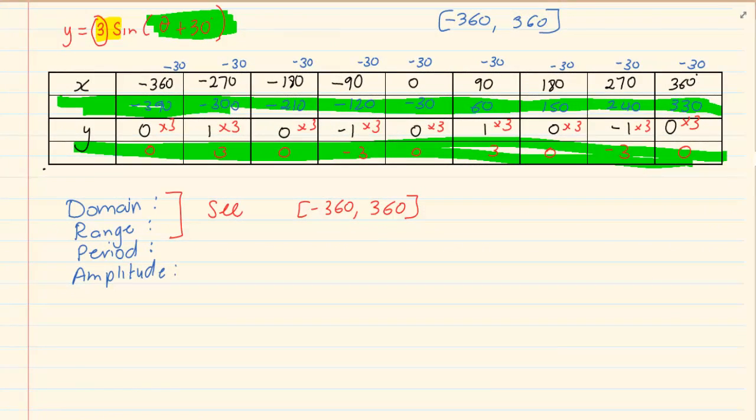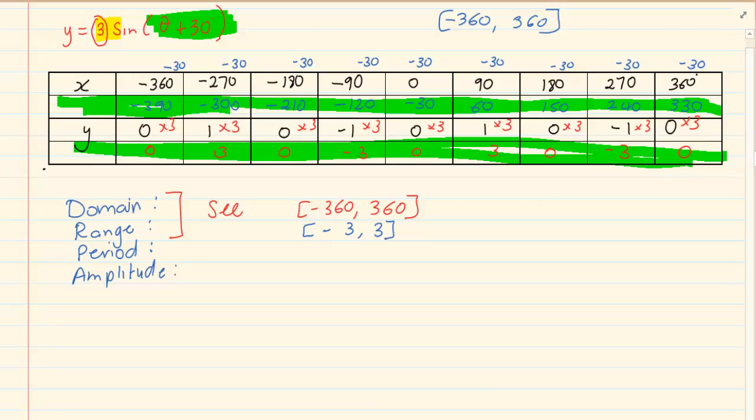Remember, when you are answering these questions, you have to go from the lowest to the highest. Now, why are we putting it in square brackets? Because it is including those points. Usually with an asymptote, like in a trig graph, you would get a round bracket.